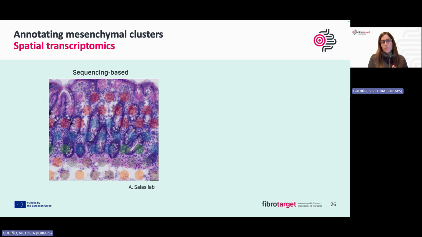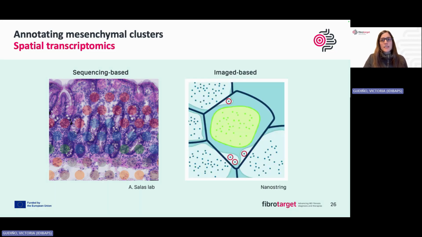So even though the resolution of these techniques is increasing, it is still challenging to obtain single-cell resolution with sequencing-based technologies. In contrast, image-based technologies rely on cell segmentation, and we know that cell segmentation, of course, is not perfect, so RNA from different cells may be analyzed as the same cell. Because of this challenge, when annotating spatial transcriptomics data, it is recommended to choose low resolutions and to be aware that a mixture of genes from different cell types may be observed within the same cell cluster.